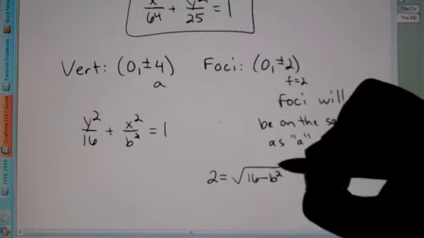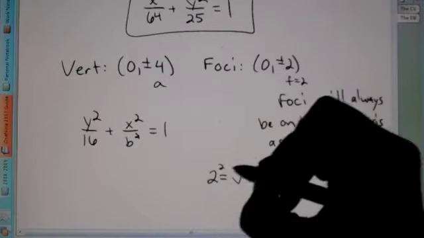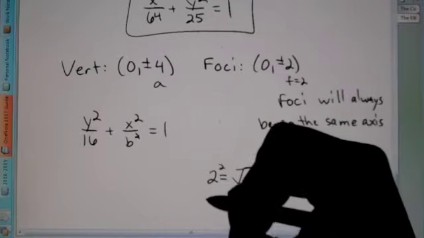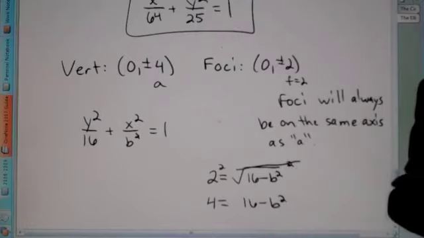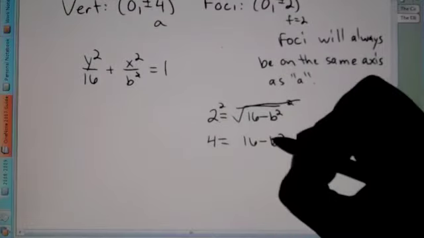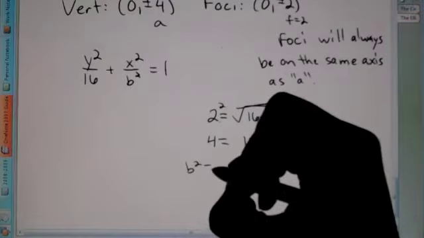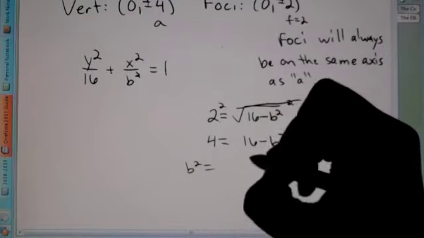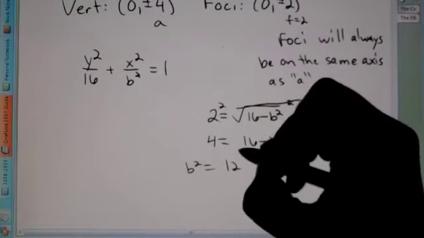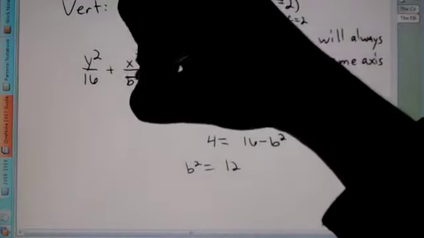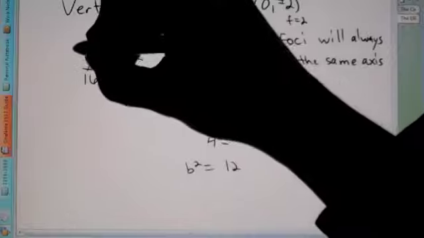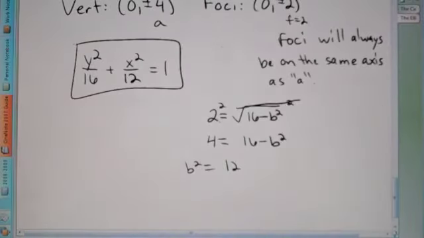Therefore, to get b squared by itself, we're going to square both sides. Those cancel out. We get 4 is equal to 16 minus b squared. So I'm going to add the b squared to this side, and subtract the 4, and we get 12. Okay? B squared is equal to 12. So I'm going to go back to my equation and write a 12 in here. And there we go. That's our equation.